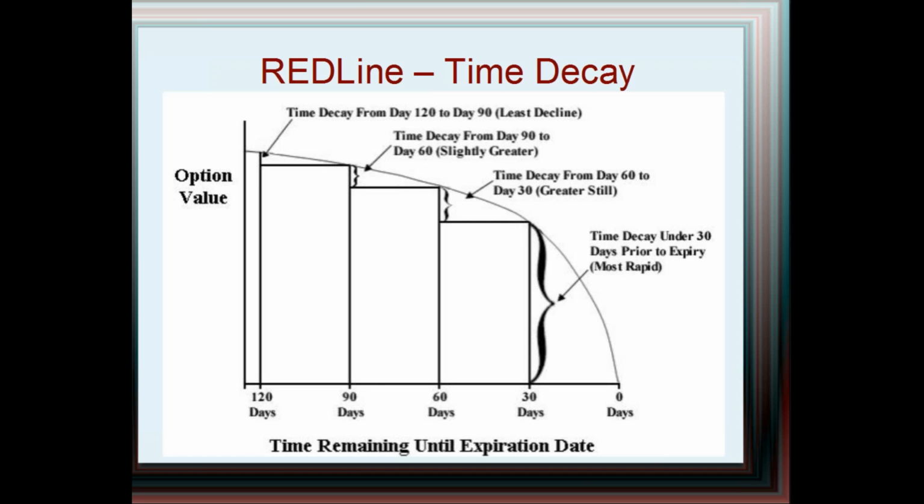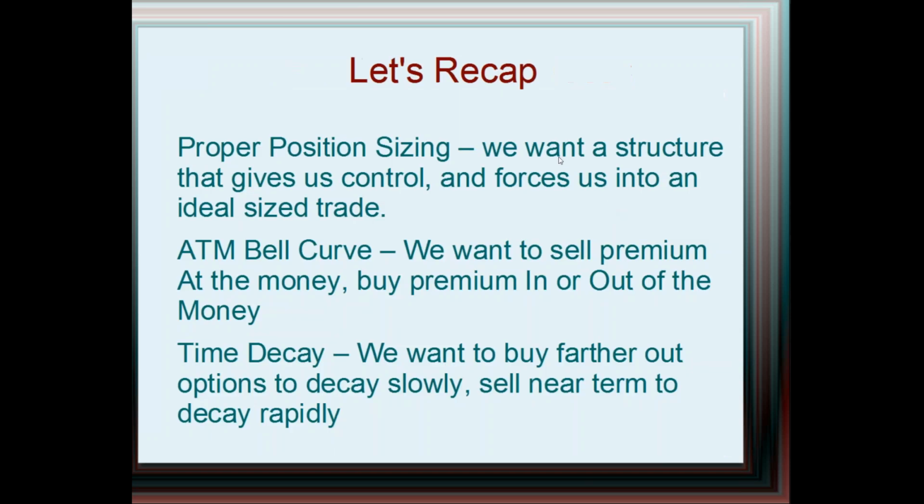And when we're buying, we want to have a lower cost per day, a lower annualized cost. So we want to be buying further out in time and buying in or out of the money for the lowest time value cost, right? And of course, we don't want to overtrade. We want to force proper position sizing, right? So we want a structure that gives us control and forces us into an ideal size trade. We want to sell premium at the money and buy in or out. And as far as time decay, again, buying further out and selling near term as well, okay?